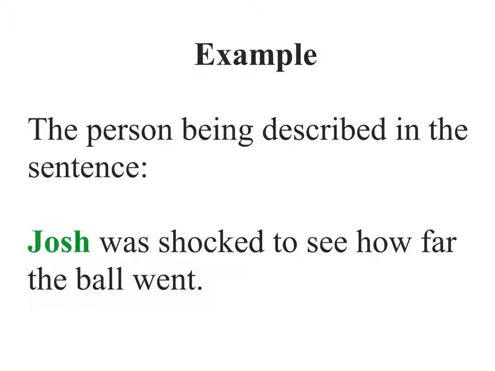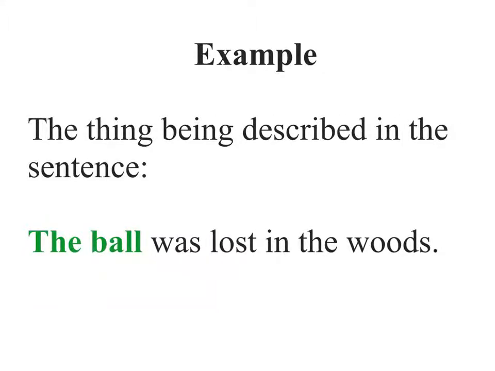A subject can also be the person being described in the sentence, not necessarily doing something, but being described. So in this example, Josh was shocked to see how far the ball went. So Josh isn't doing anything, but he's being described as being shocked. So he's still what the sentence is about, and that makes him the subject. Likewise, a subject can be the thing being described in the sentence. So the ball was lost in the woods. Again, the ball isn't doing anything anymore, but it's being described as now lost. So the ball is still what the sentence is about, which makes it the subject.